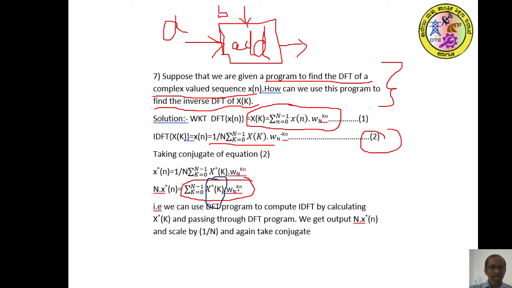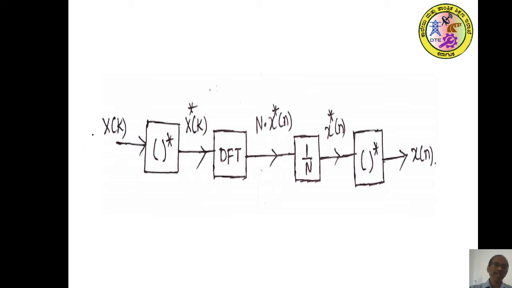It's a sum of products concept. Hardware or program will feel that as a sum of products. Don't worry. It's a product of two signals and sum. But when I observe this, it's 100% looking like the DFT formula for x star of k. If I apply DFT for x star of k, my answer is n times x star of n. Afterwards, do some small rearrangement, you will get the answer, which I have shown in the form of block diagram.